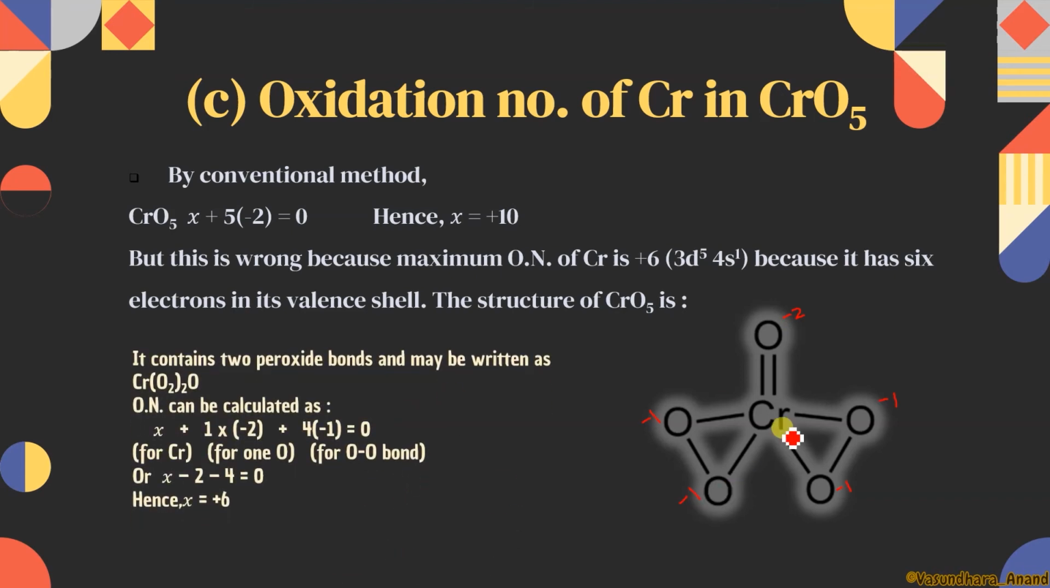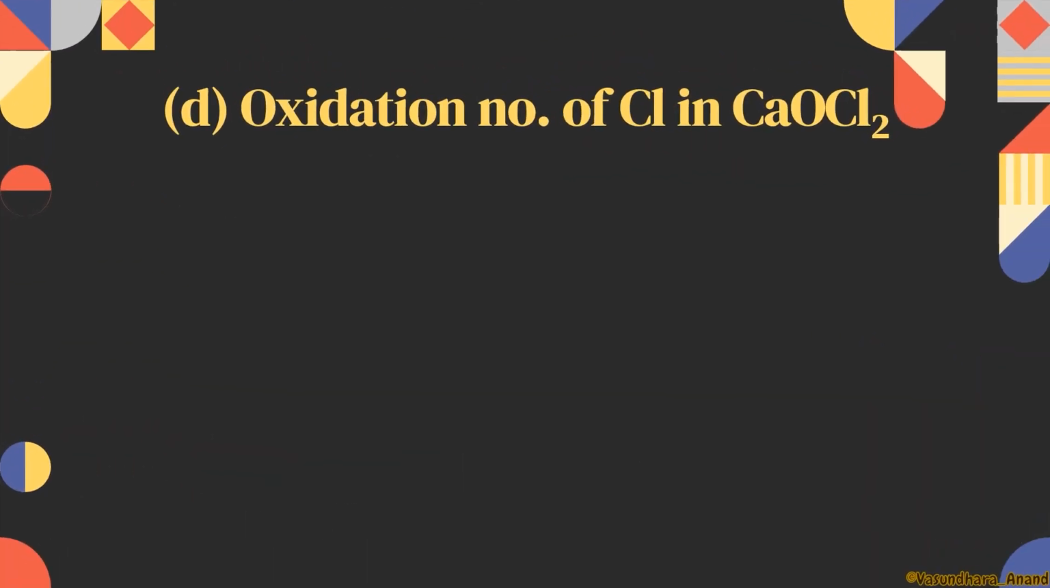And this type of structure is called butterfly structure. So sometimes it is asked which type of structure is there in CrO5. So this is butterfly structure. Clear? Okay. Next example, oxidation number of Cl in CaOCl2, and that question we have done in class 10th also, isn't it?